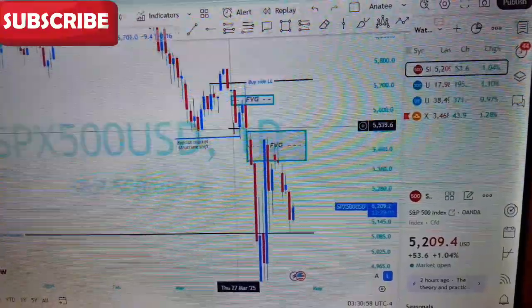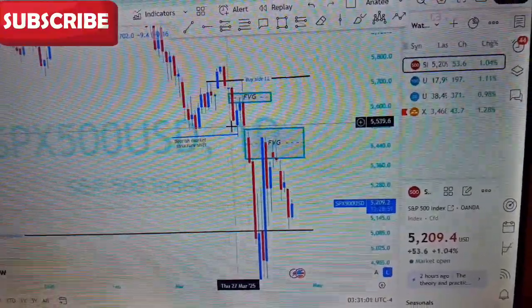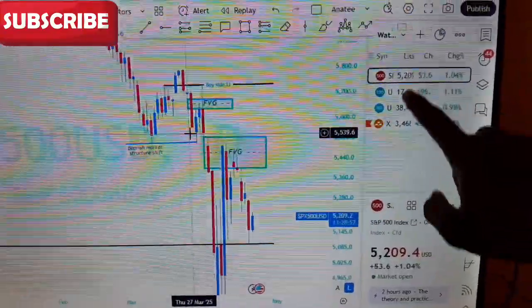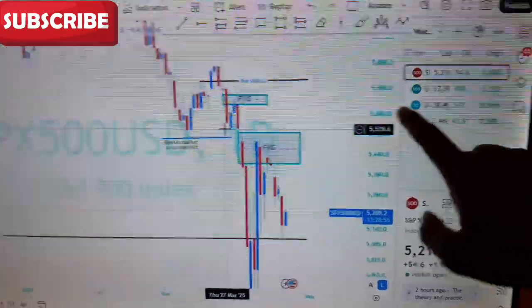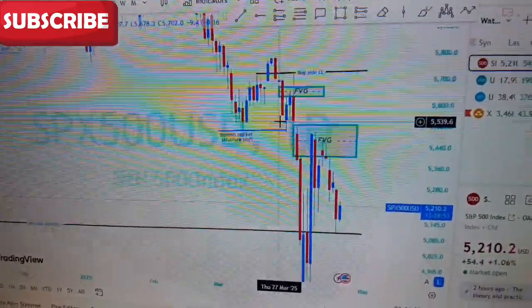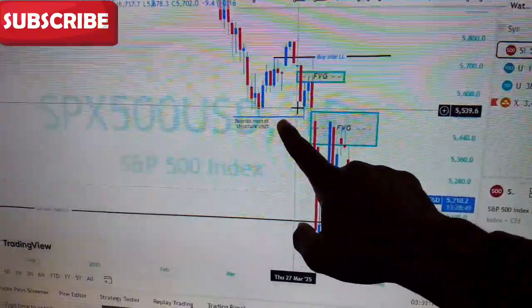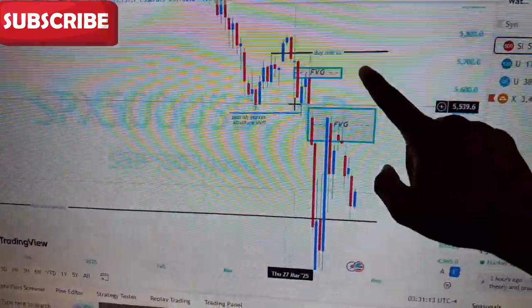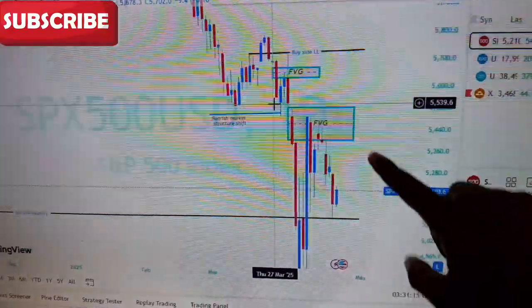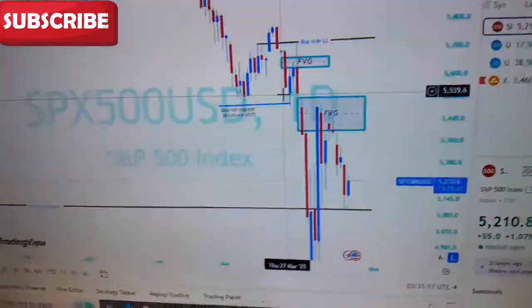So today, guys, we are going to be analyzing three pairs, which are the US500, NASDAQ and US30. What I currently have over here is US500. In US500 we have buy side liquidity, a bearish market structure shift, and sell side liquidity. We have FVGs, these two FVGs. Currently our daily bias on the US500 is bearish, gang.